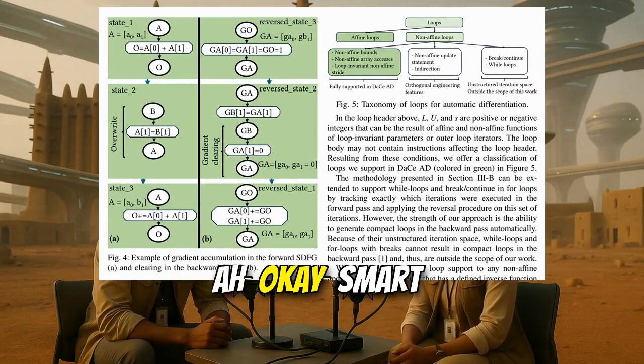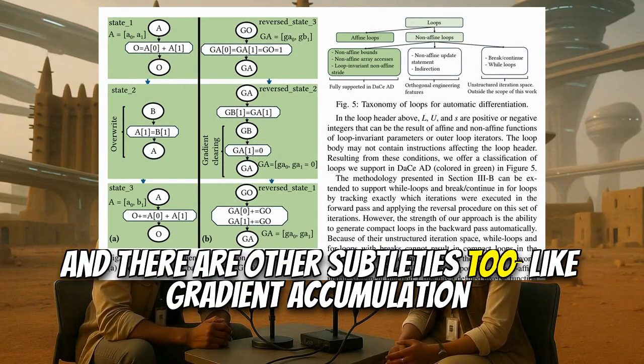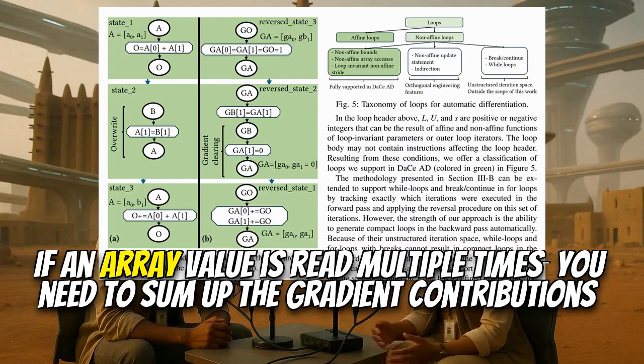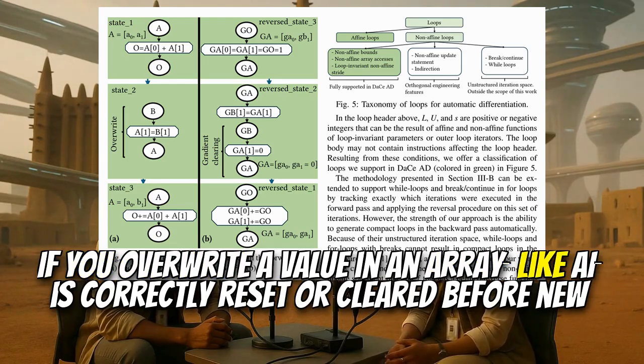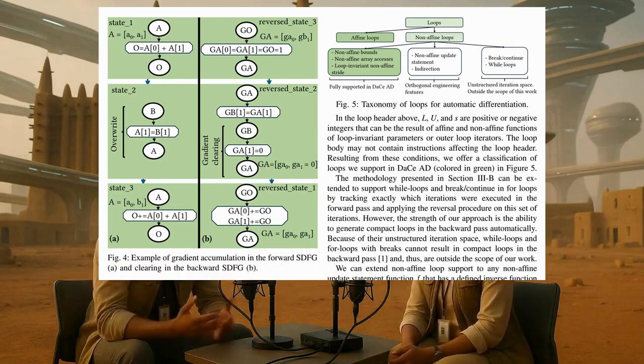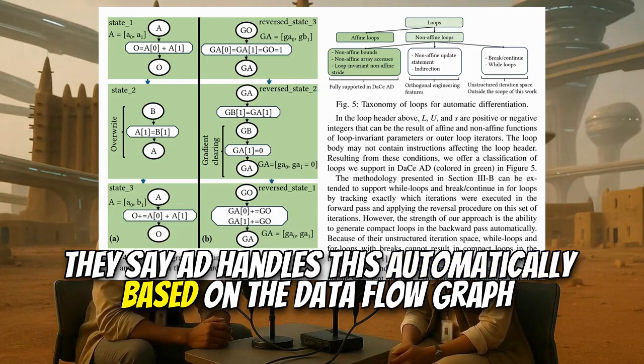Ah, okay. Smart. And there are other subtleties too, like gradient accumulation. If an array value is read multiple times, you need to sum up the gradient contributions. And crucially, gradient clearing. If you overwrite a value in an array, like A[i], it is correctly reset or cleared before new gradient contributions are added. DaCe AD handles this automatically based on the data flow graph.